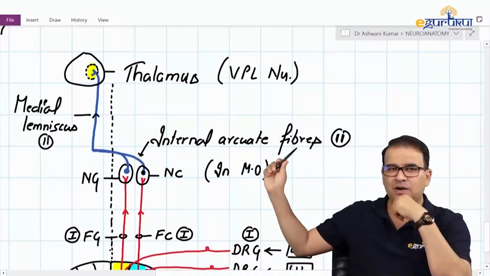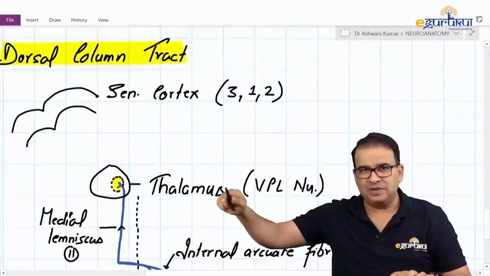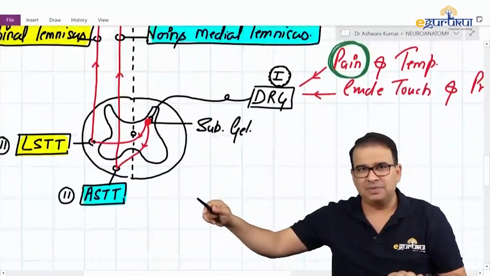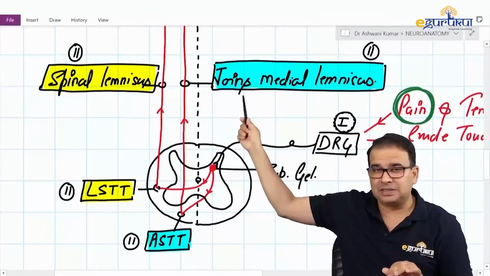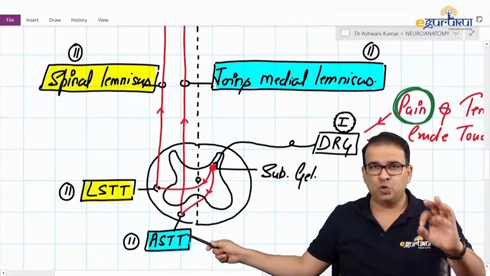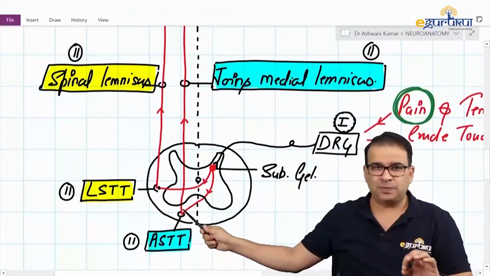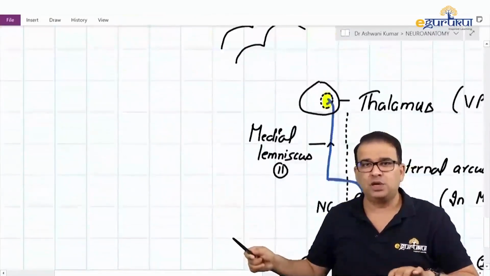Now, I hope you understood the point of medial lemniscus here, because in the previous case we said that the anterior spinothalamic tract joins the medial lemniscus. Anterior spinothalamic tract is carrying what sensation? Crude touch and pressure. So crude touch and pressure is going to join the medial lemniscus. Which medial lemniscus? The one you are looking at here.